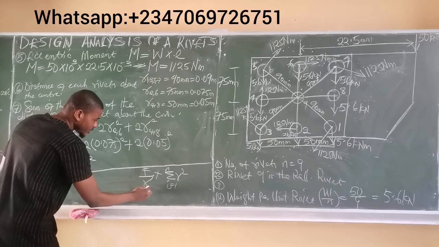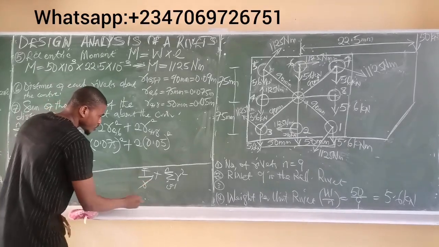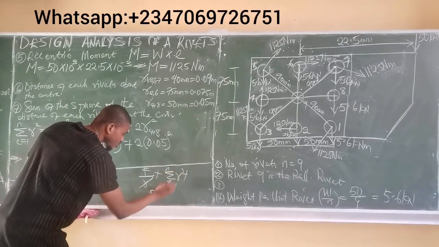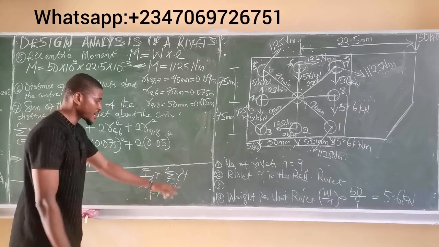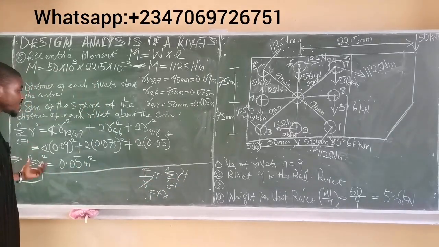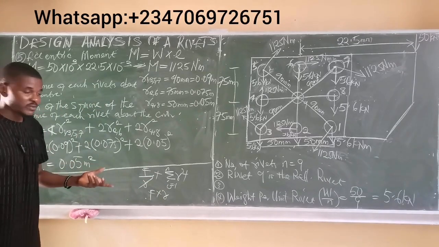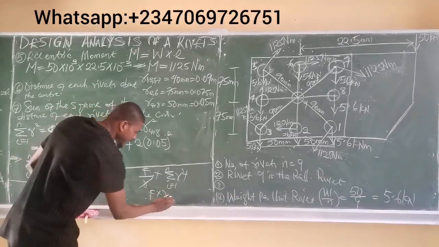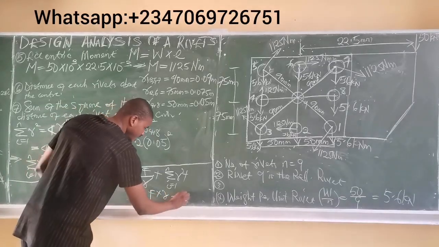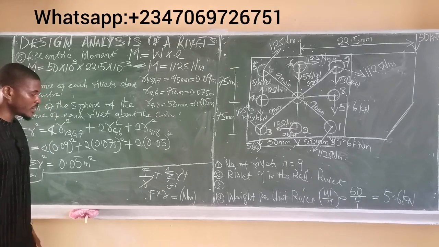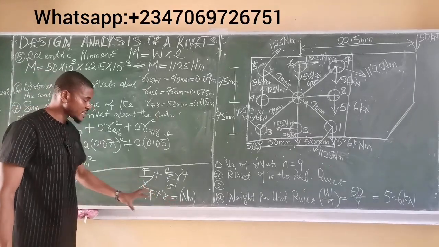Now, if r, which is in meters, cancels one of these r's, what am I left with? Force times just one of these r's here. And this r signifies distance, from what we've done here. It signifies the total distance of each rivet about the point of the central rivet. So this becomes force times distance, and this is going to be what? A moment in newton meters. So this is obviously a moment in newton meters. So this is how you solve.